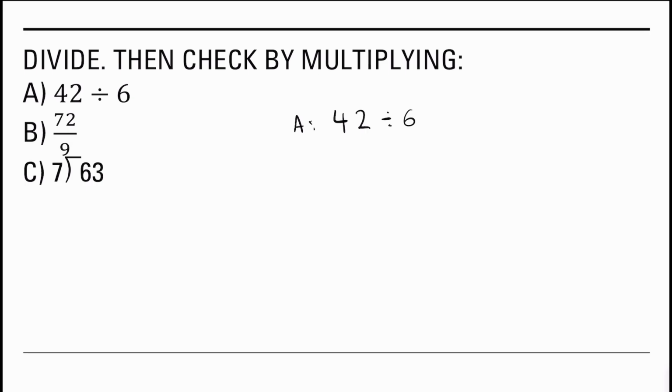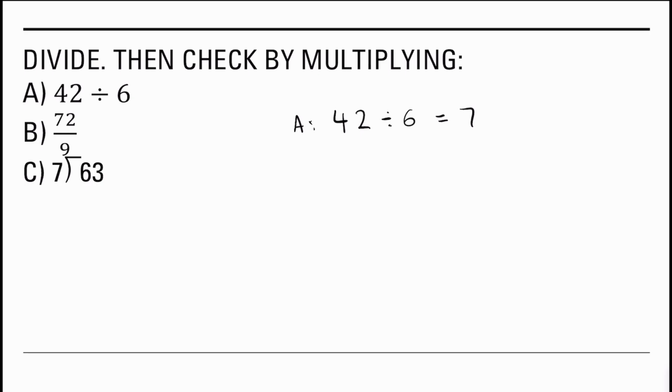And so I know that there's 6 groups of 7 that go into 42. So if I divide 42 by 6, I will get 7. And so I know that the result of 42 divided by 6 is equal to 7, which is the quotient.